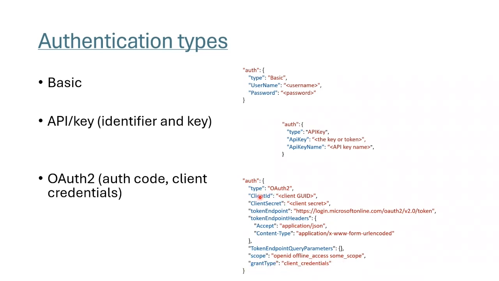You define the client ID and client secret, in this case, the token endpoint. So what is the URL that I need to go to request the token? If there are any headers required, any additional parameters, and also the scope. What is the scope that I'm going to get, or that I should get from that API, so I can perform my different activities.